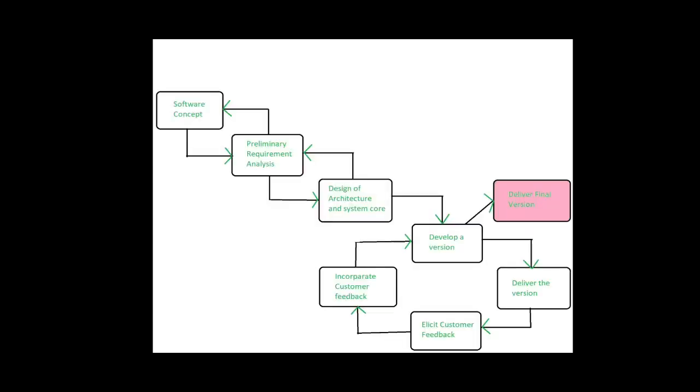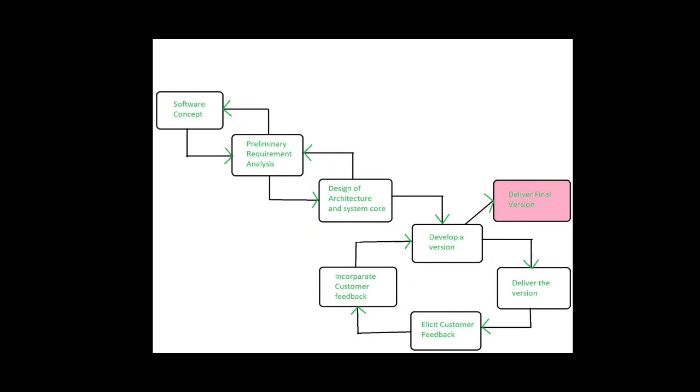This is the diagram of the evolutionary model. In the evolutionary model, we can see software concept, preliminary requirement analysis, design of architecture and system core, develop a version, deliver the version, elicit customer feedback and incorporate customer feedback.